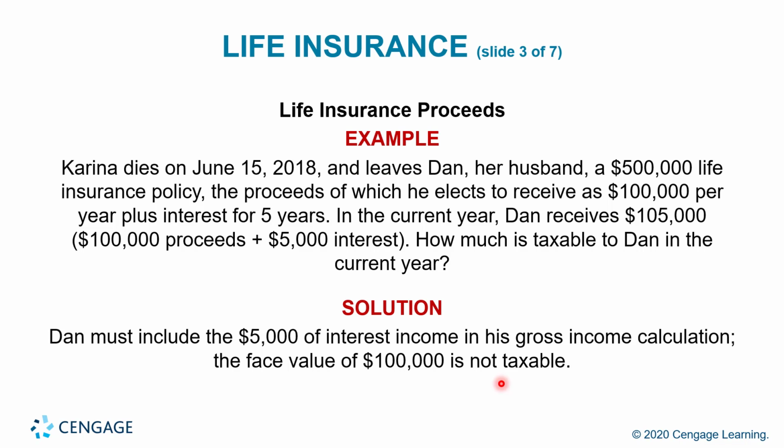And so Dan must include $5,000 of interest income in his gross income calculation. The face value of the $100,000 is not taxable. And so he's being taxed for just the interest amount, because he elected to get the payment spread out over 5 years.